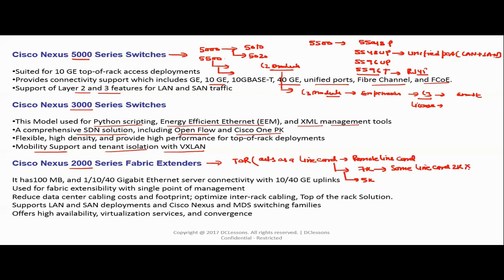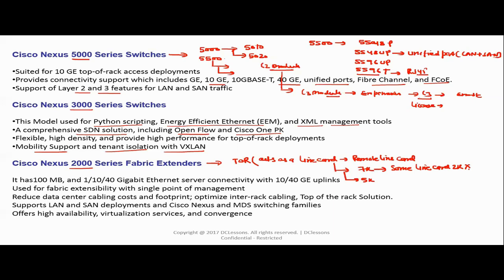It doesn't support 2K. So before you connect your 2K to the 7K, you must check the data sheet of that line card, whether that line card supports the 2K or not. Else, you will connect your 2K, but your 2K will not come up, right? So all the remote management and configuration of the 2K will be handled by its parent switch, which is a 7K or a 5K.